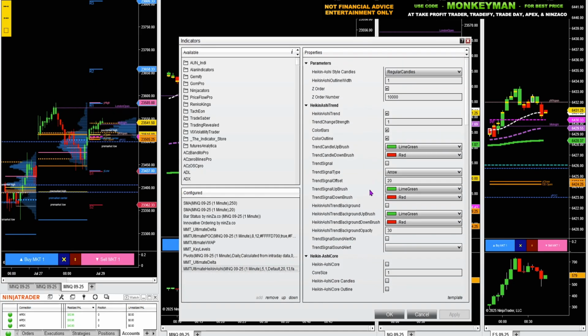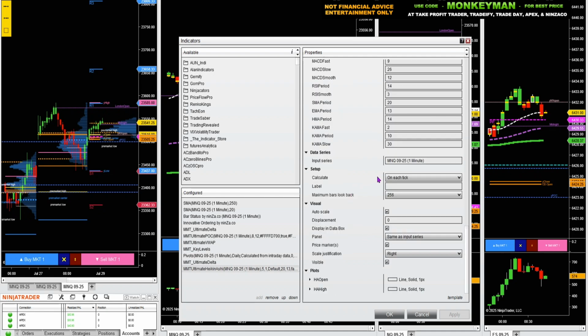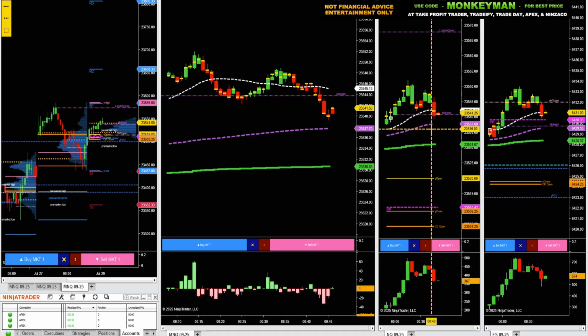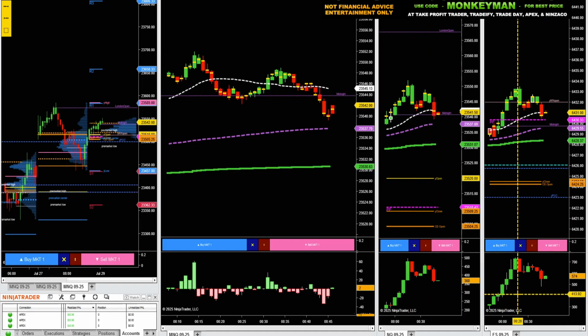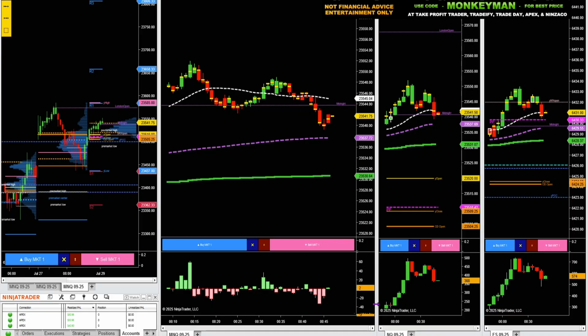And then I've got the Heikin Ashi with just the Heikin Ashi trend activated, default trend change strength of 1. It's painting the bars and the outline. And this is calculating on each tick, so I can see the Heikin Ashi coming in live in real time, intrabar. For the 5-minute charts, I just changed the 250 SMA to a 50, and I changed the ultimate delta into cumulative mode, and I did not apply the level colors, so it's just red and green. Other than that, everything is the same.